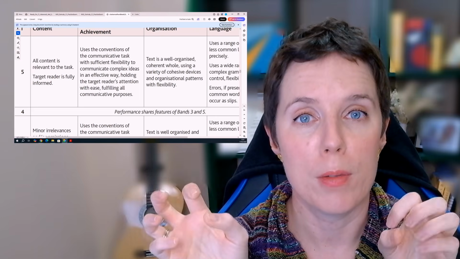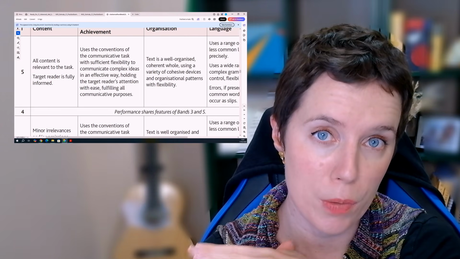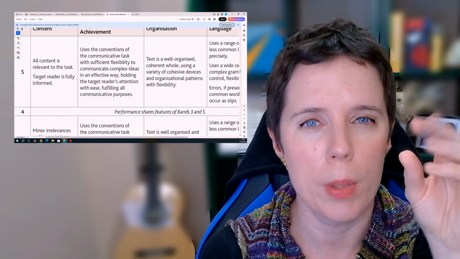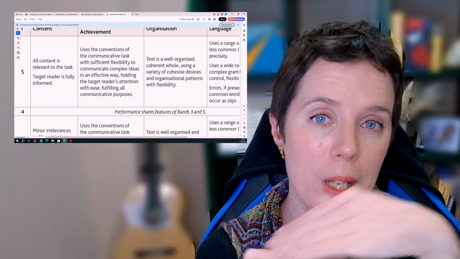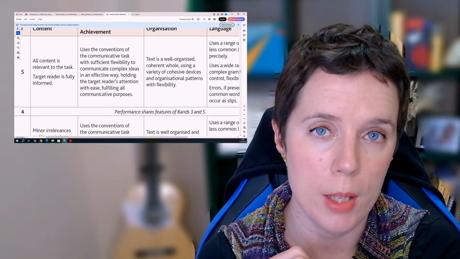You use your paragraphs well, you're using your linking words to make your text flow well. And for example, you've got a different argument or a different topic in each paragraph, and those topics kind of blend into each other or connect well. Okay, you need to do that to get a 5.